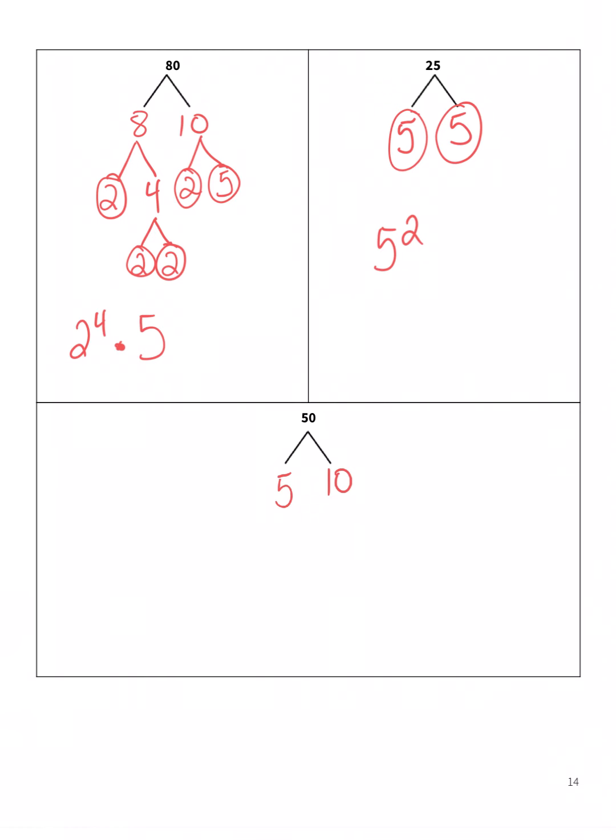All right, 5 is a prime number. I need to circle it. 10 is not, so I keep going. How do I make 10? 2 times 5. 2 and 5 are both prime numbers, so I need to circle them.